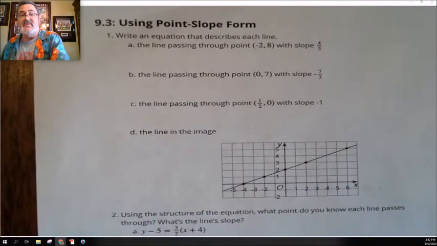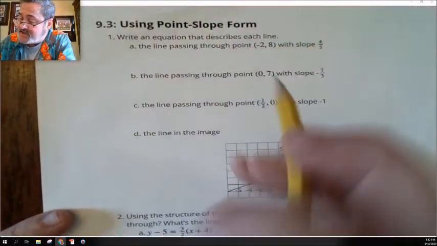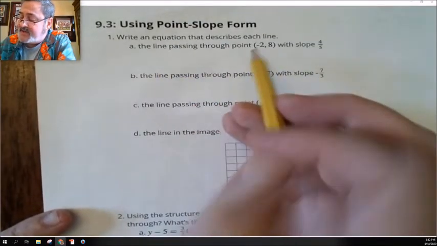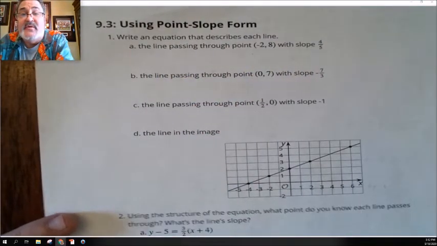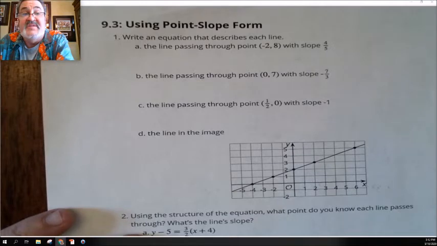So let's use the point slope form now. Let's write an equation that describes each line. So we want the line that passes through the point -2, 8 and has a slope of 4/5. Give you a moment to think about that. If you have a piece of paper, have the notes, write that equation down.